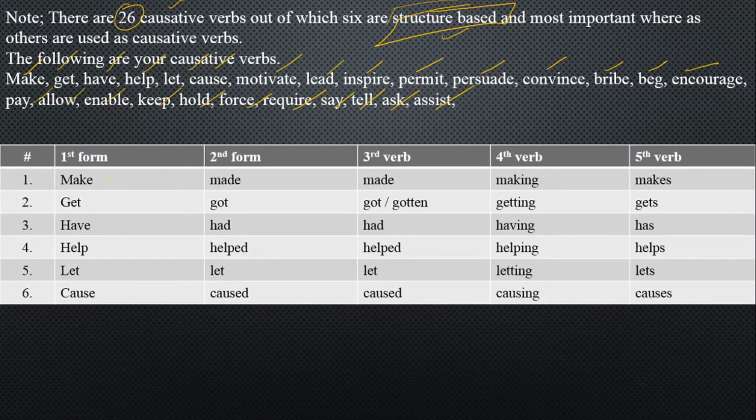The first one is causative verb make, second is get, third is have, fourth is help, fifth is let, and sixth one is cause. In all these causative verbs, we talked about their definition and we made almost 1000 sentences for each. And today we are going to discuss the difference between the last three. First three we have already discussed, that is the difference between causative verb make, get, have, and today we'll be talking about causative verb help, let, and cause. So this is today's topic, the difference between causative verb help, let, cause.